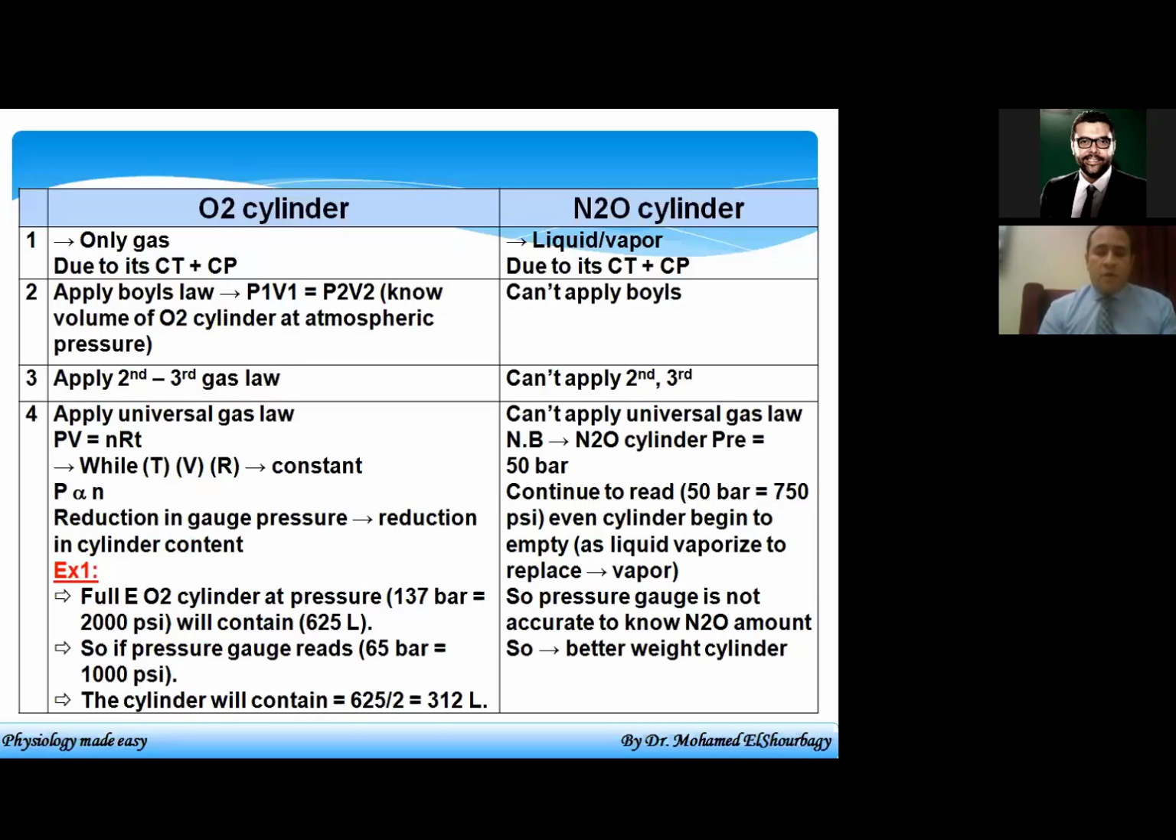We cannot apply the universal gas law in the nitrous cylinder, so let's revise the nitrous cylinder. The pressure equals 50 bar, equal to 750 pounds per square inch, and it will continue to read 50 bar even as the cylinder begins to empty, as liquid vaporizes to replace vapor. So the pressure gauge is not accurate to know the nitrous amount.